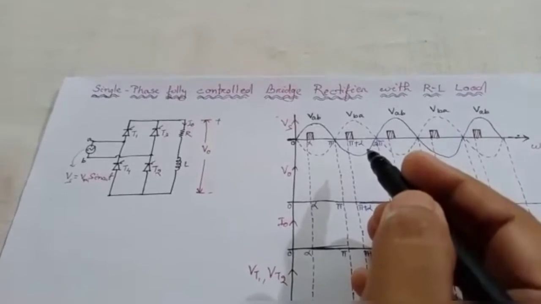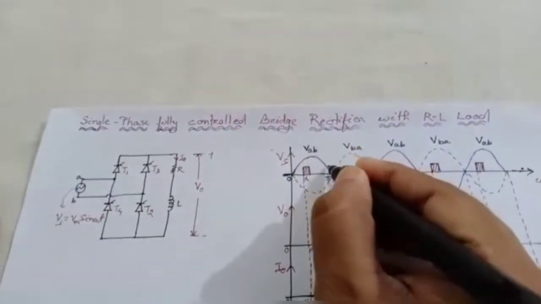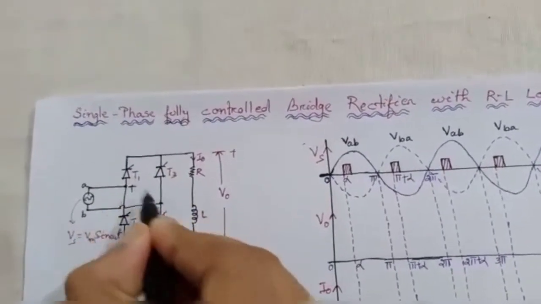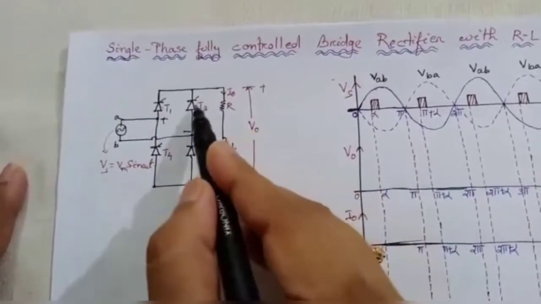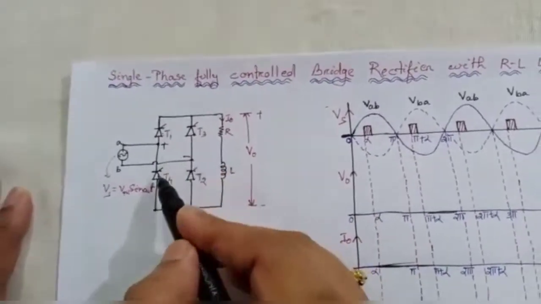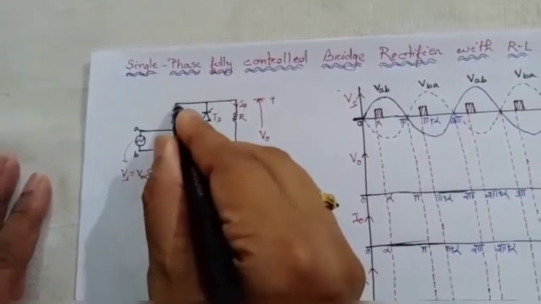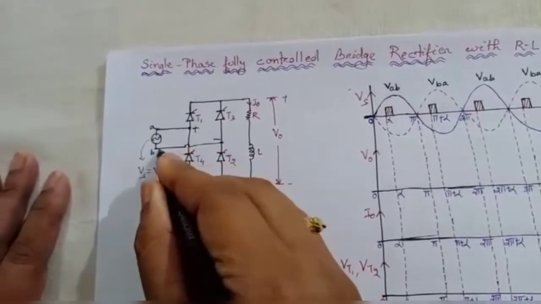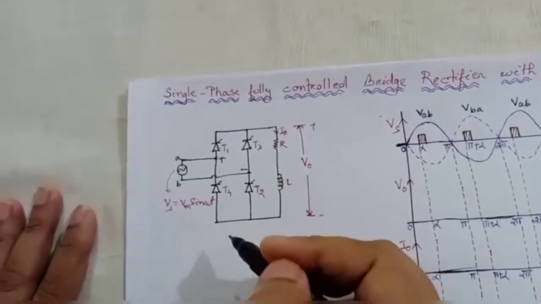Since we have taken control switches, meaning thyristors, we have to give a gate pulse to the thyristors when they are in forward biased condition. In the positive half cycle of the supply voltage, when A is positive with respect to B, T1 and T2 are in forward bias condition, and T3 and T4 are in reverse bias condition. In this case, starting from A, then T1, then the load, then T2, then back to the source. This is the closed path of the circuit.